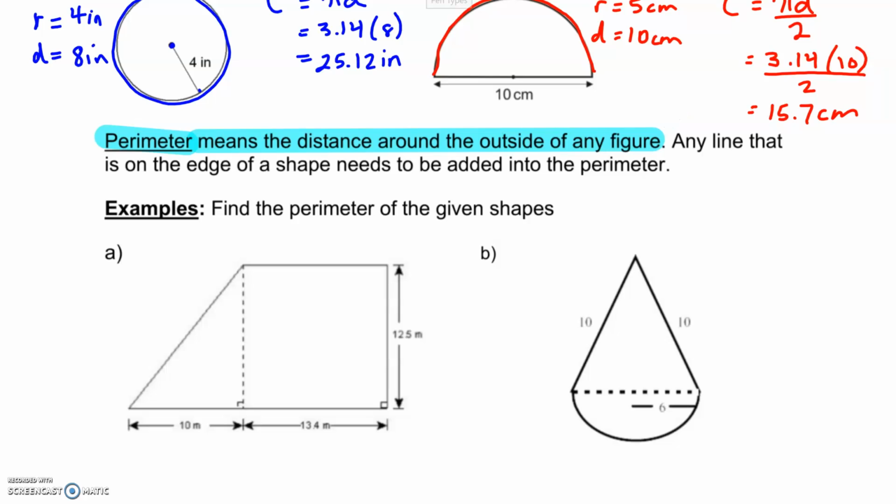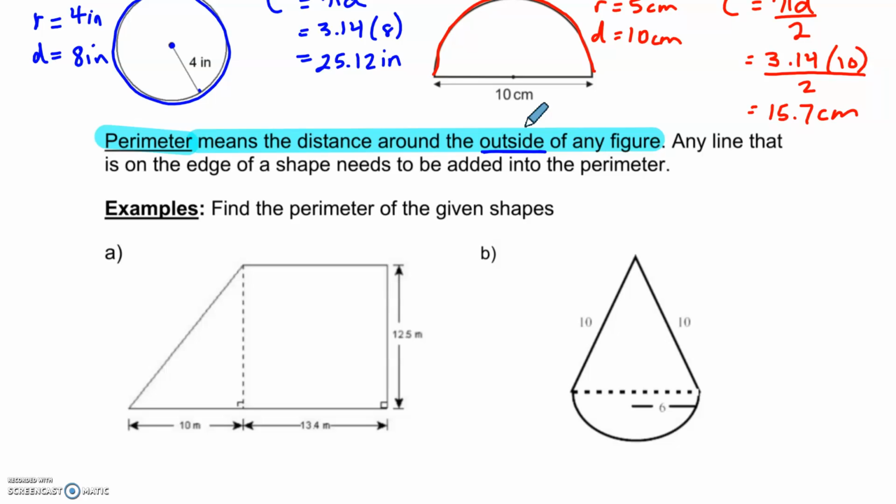Now remember when we did area yesterday, we divided the composite figure into its simple shapes. We don't do that in perimeter. When we find perimeter, it's just the outside of the figure.